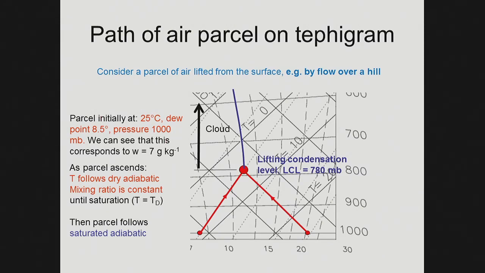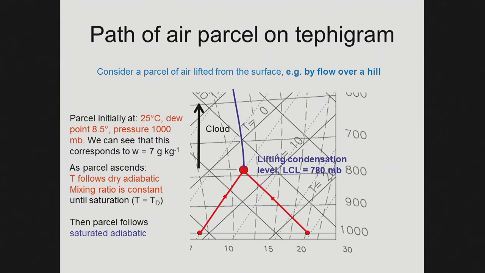So, we start off with a temperature. The temperature's here. It's 25 degrees in this example. And this is the dew point, which was 8.5 in this example. So it was a hot, dry day, in fact, in this case. Okay, so as you lift the parcel of air, the parcel of air has two properties, temperature and dew point. And as you lift it, both of them change, right?